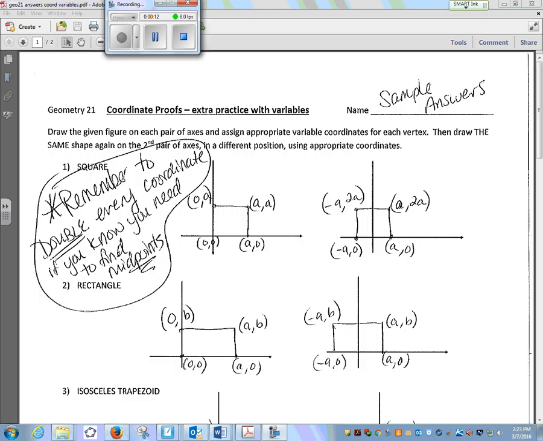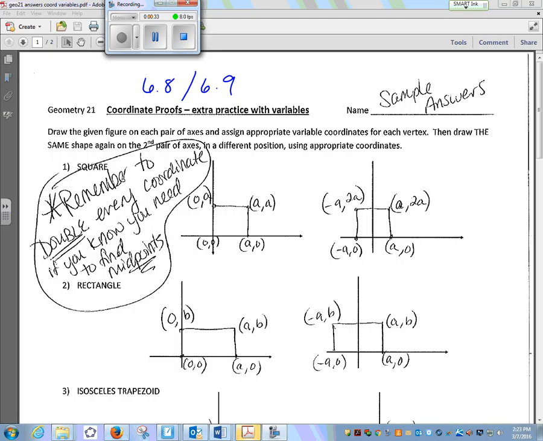This was from section 6.8, 6.9. This is not working. Okay, all right. Well, my pen's not working. Oh, there we go. 6.8, 6.9.